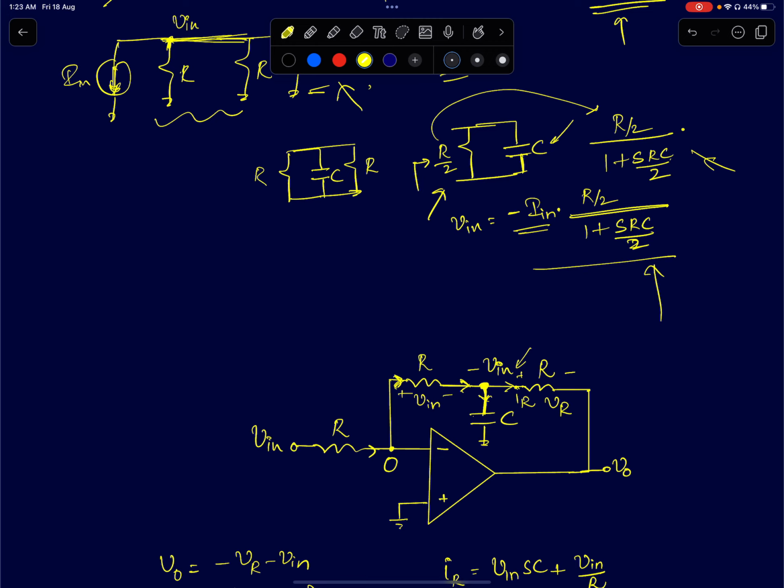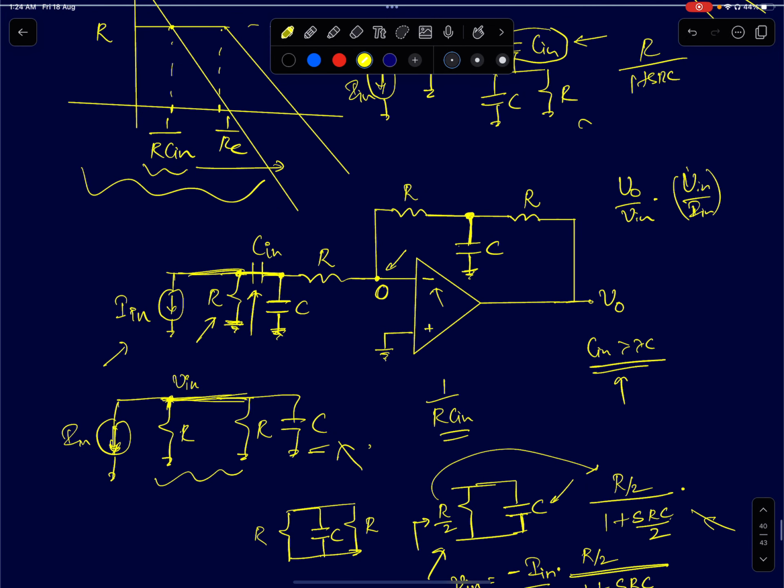So now I'll analyze this circuit. I've applied Vn at this node, right? So we are at this node here. I've just found out the voltage at this node. Now we are supposed to find out the output voltage in terms of Vn.